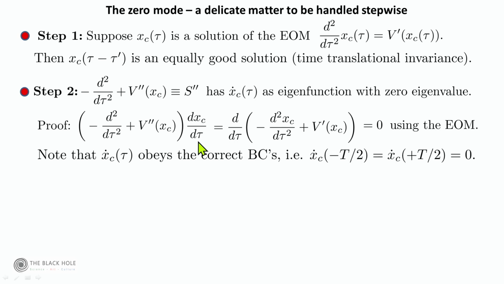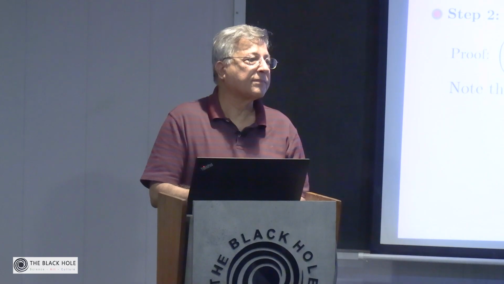Okay. And I should also point out that xc dot obeys the correct boundary conditions. So if you look at it at minus t over 2, well, that was our... So you can think of this as the ball rolling down the hill, starting at 0 speed, and then going to the other side of the hill and arriving there with 0 speed. So the boundary conditions are obeyed.